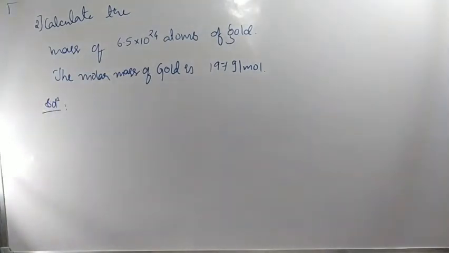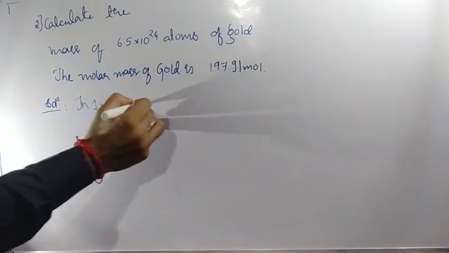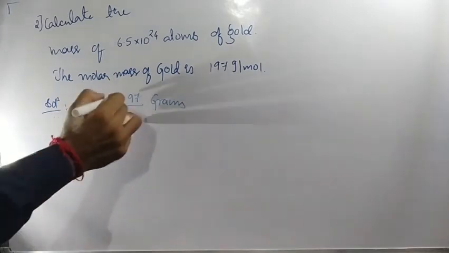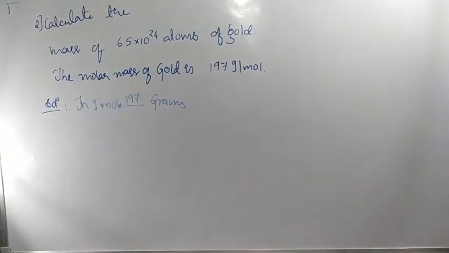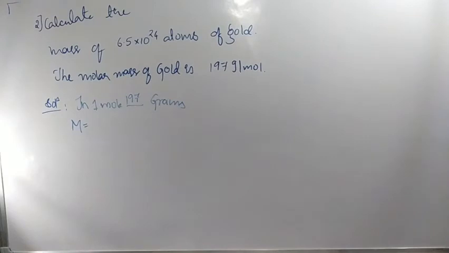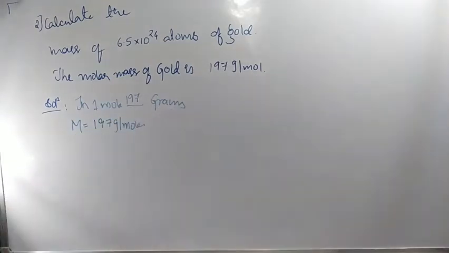Yes, we should do the solution of this now. First of all, they had given molar mass. That means in 1 mole, how many grams will fit? In 1 mole, dash grams. This is nothing but 197, value they had already given to us. So molar mass treated as capital M. So capital M value given 197 gram per mole. Clear?